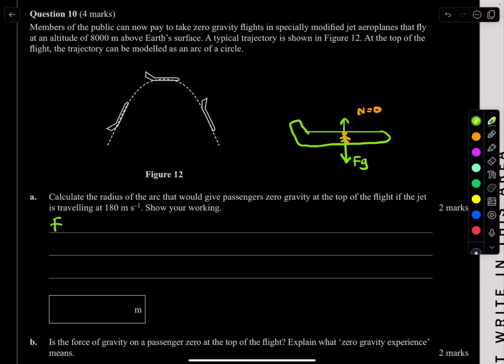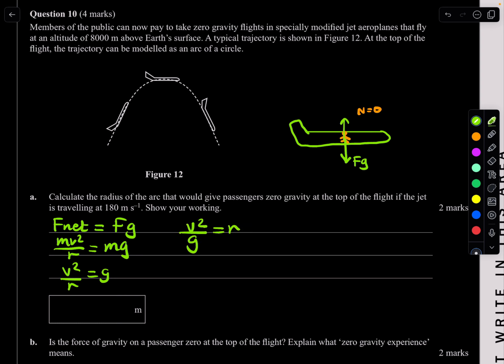So we know that F net, let's write that now, F net is equal to, because we're taking down as positive, because that's where the net force is, Fg minus n, where n would be at the top. But because n is zero, we don't even worry about that. Cancel that out. F net is, of course, mv squared over r. And Fg is just mg, so you can cancel out the m's. You get v squared over r is equal to g. And so v squared over g is equal to your r. So the radius can be calculated using this formula here.